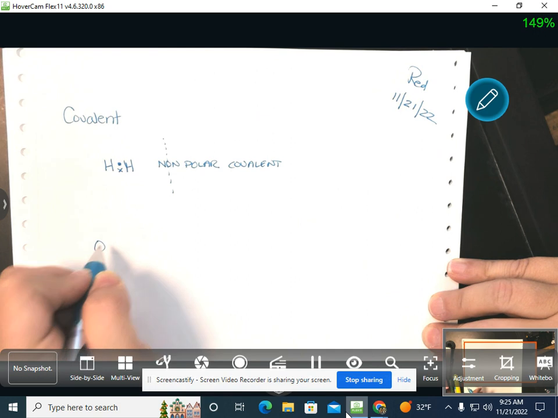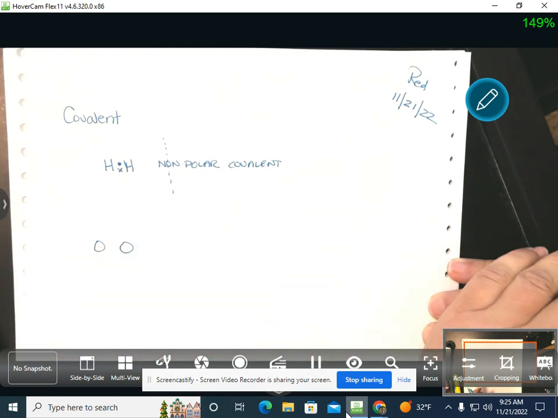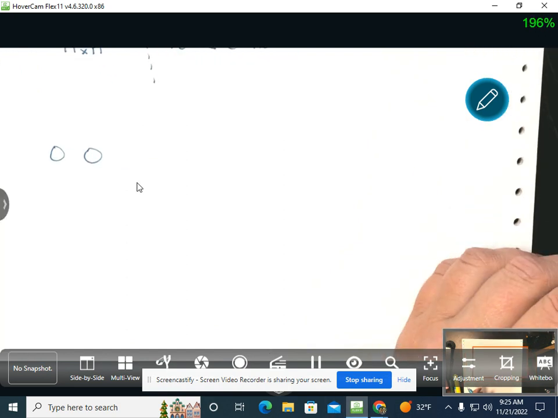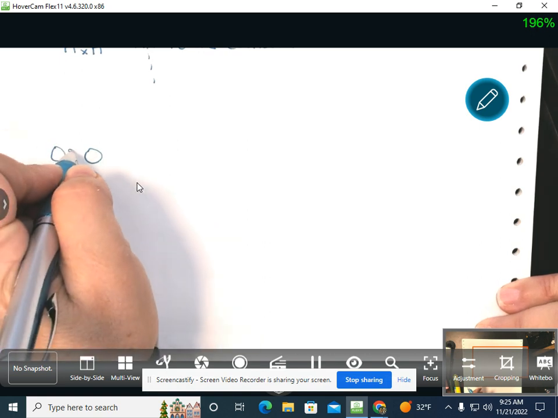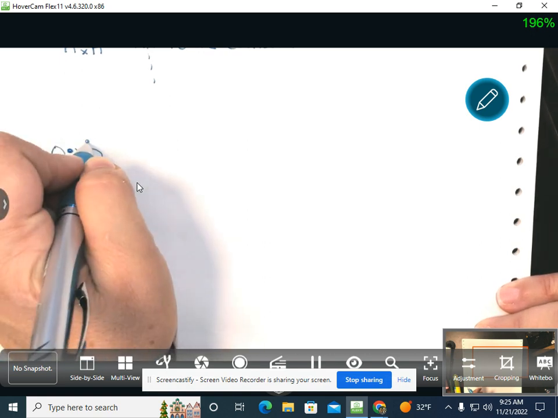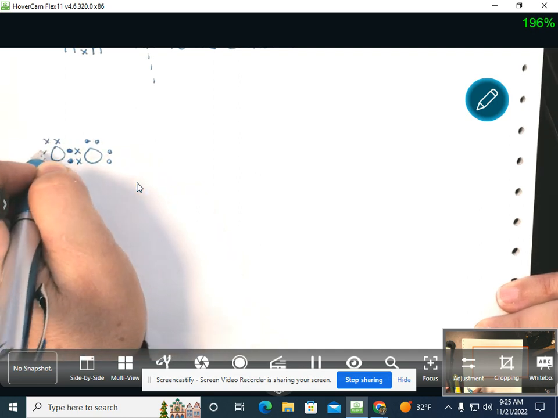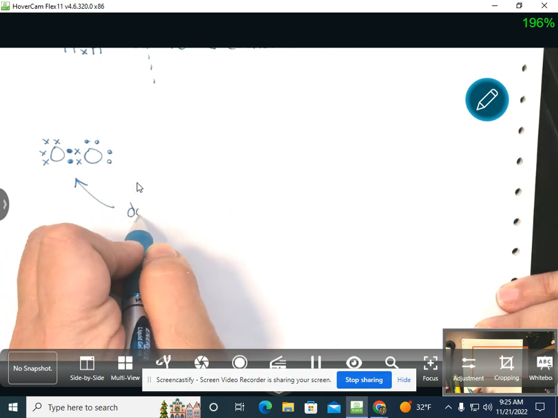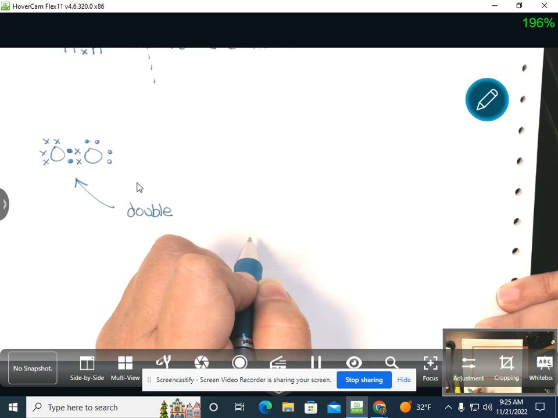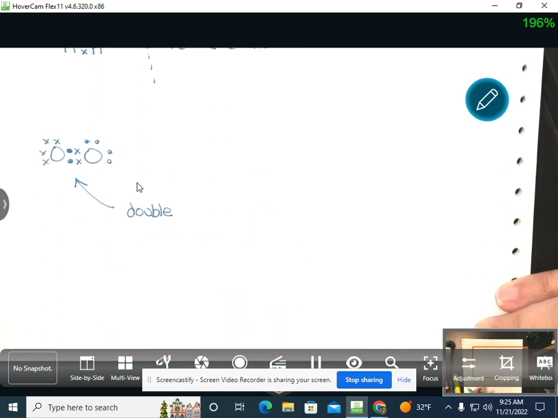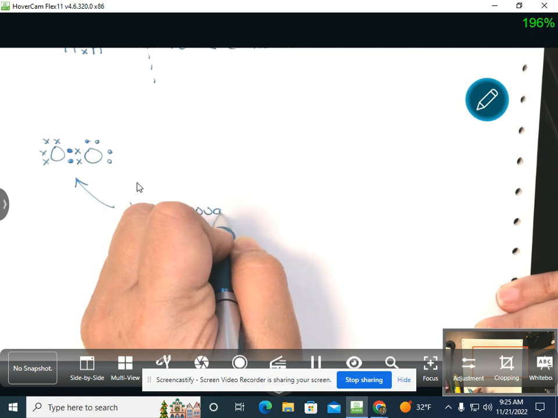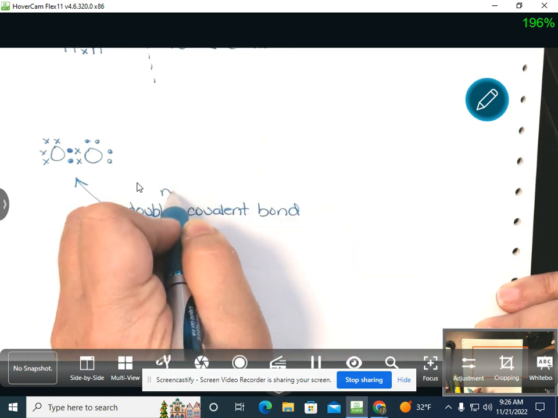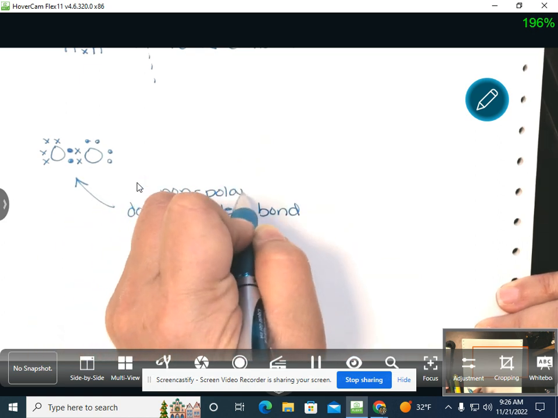All right, oxygen. How many electrons are being shared between two oxygen atoms? Two pairs, thank you. Two pairs are being shared. And what is that called? What kind of bond is that? A double covalent bond. Is it polar or nonpolar? It is also nonpolar. So it's a nonpolar double covalent bond.